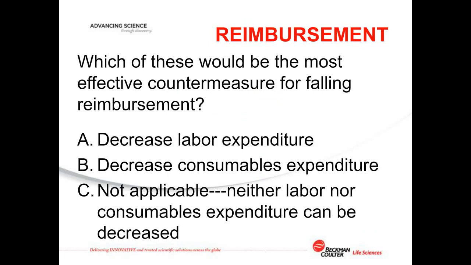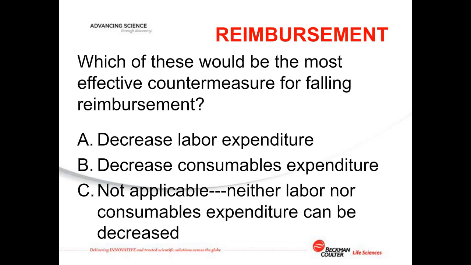So we have another question. We expect reimbursement to fall. Which of these would be the most effective countermeasure for falling reimbursement? So you operate a lab. What's the part of your laboratory operating expenditure that you can modify in such a way that it will actually offset the decreased reimbursement?